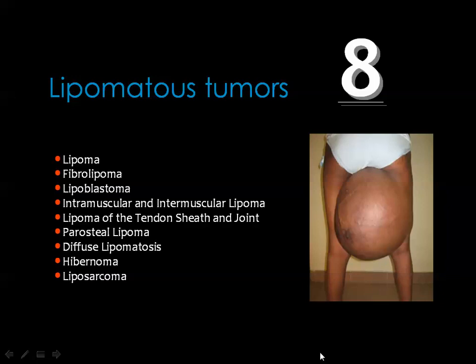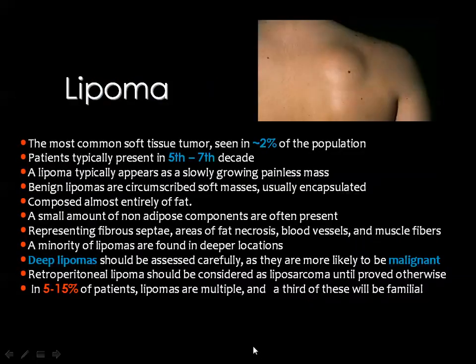Then we came to the next group of tumors, which are the tumors arising from fat. And these are 8 types, including lipoma, fibrolipoma, lipoblastoma, intramuscular and intermuscular lipoma, lipoma of the tendon sheath, parosteal lipoma, diffuse lipomatosis, hibernoma, and the malignant component, which is the liposarcoma.